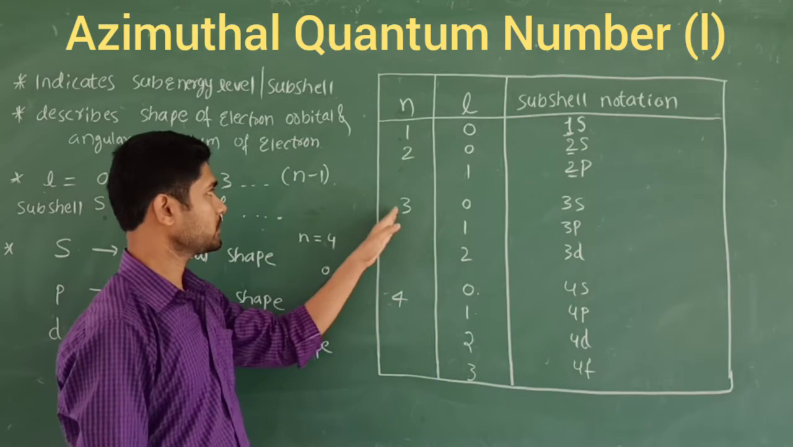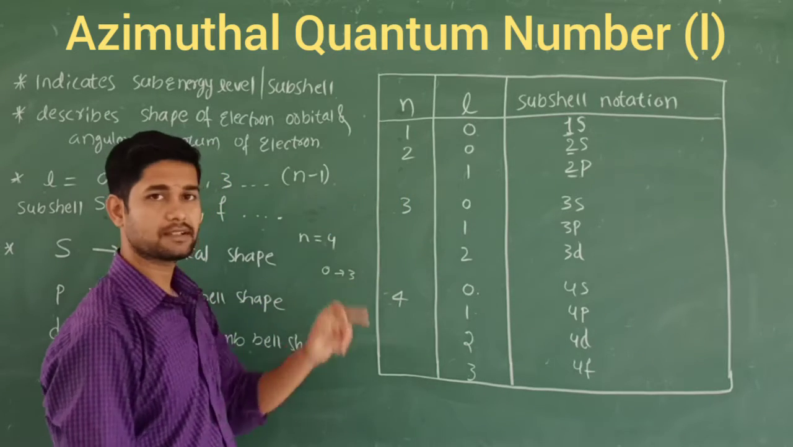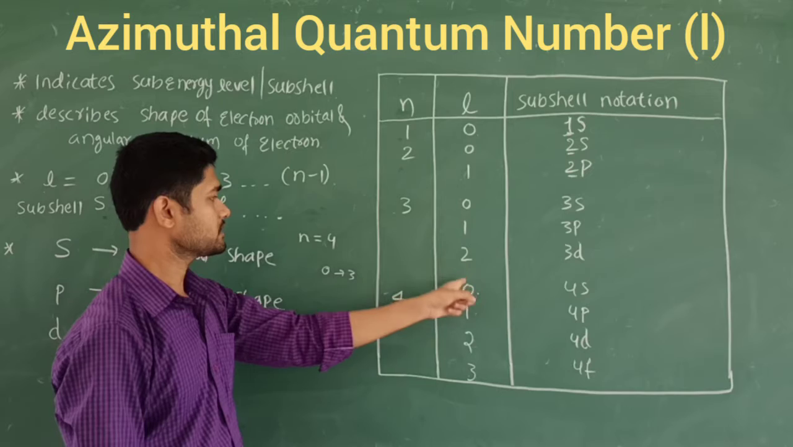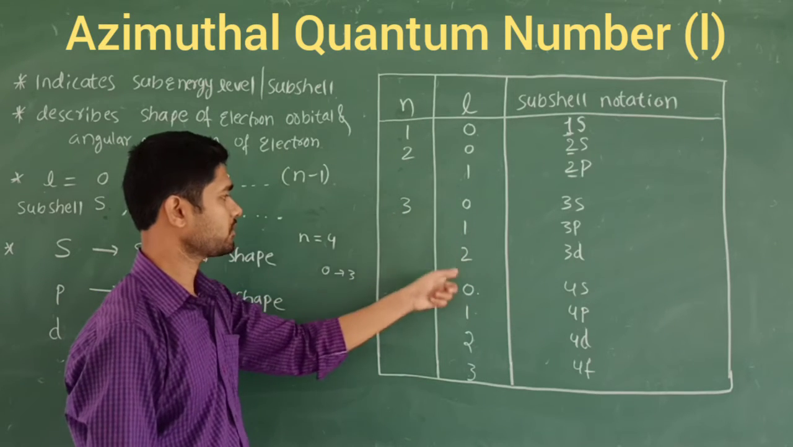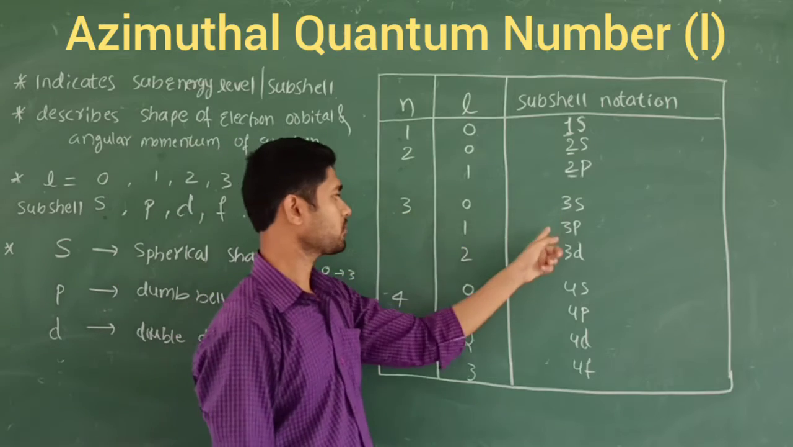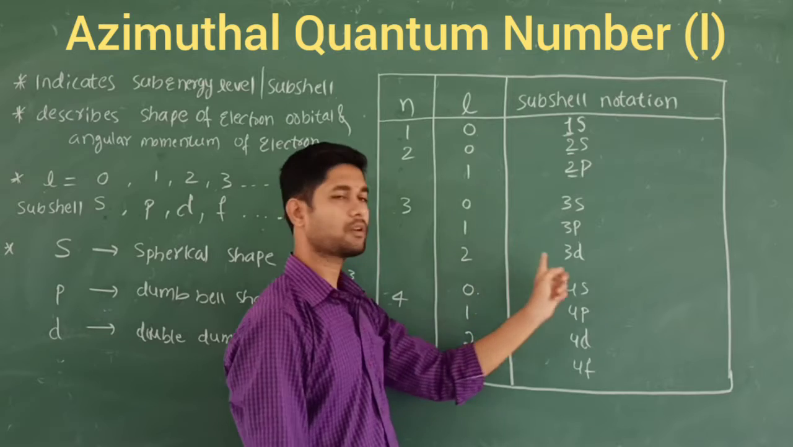Similarly, if you go for the principal quantum number 3, what will be the maximum value of L? That is 3 minus 1, which is 2. It starts from 0 and ends with 2: 0, 1, 2. These are the subshells: 0 for s, 1 for p, 2 for d.